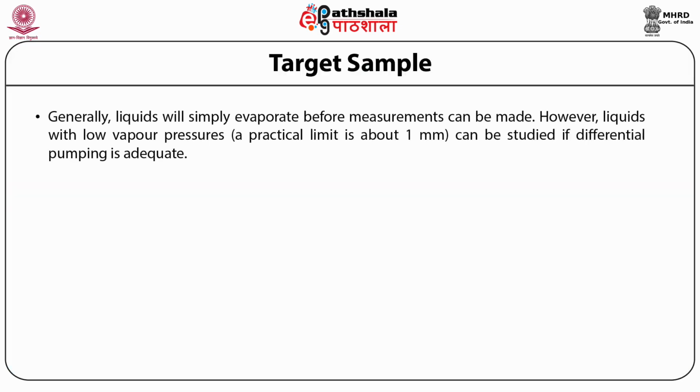Generally, liquids will simply evaporate before measurement can be made. However, liquids with low vapor pressure, for which a practical limit is about 1 millimeter, can be studied if differential pumping is adequate. Even though electron spectroscopy cannot be used to study everything, there is a rather wide world of chemistry that can be investigated. We shall divide this section on target samples into three sections, that is gases, solids and condensed vapors or liquids, since each of these different types of targets has its own particular requirements.